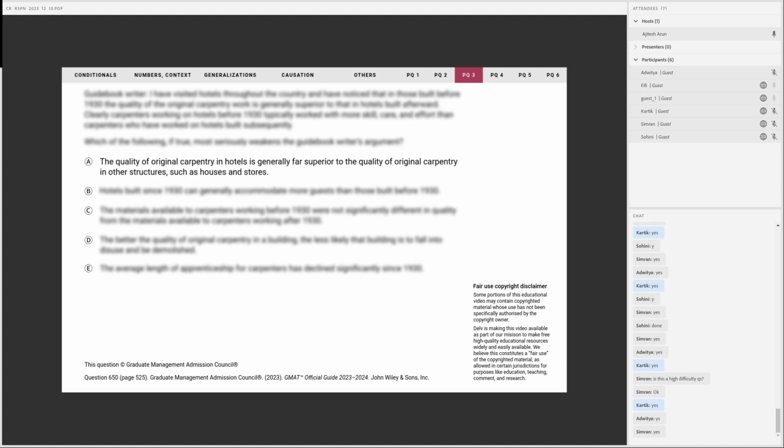Let's take a look at option B. Hotels built since 1930 can generally accommodate more guests than those built before 1930. Okay, what's wrong with this one? To the argument at all.